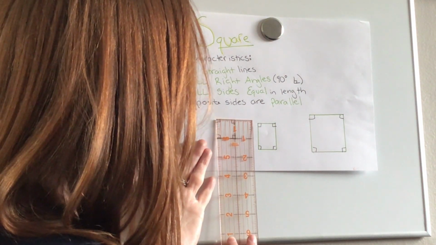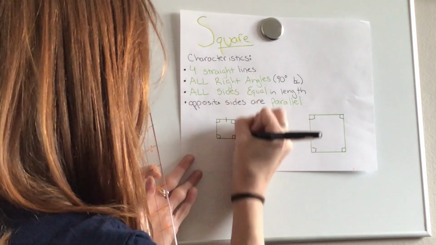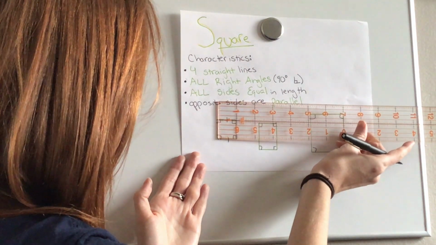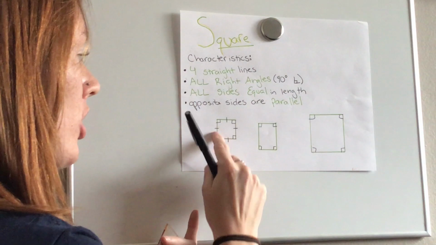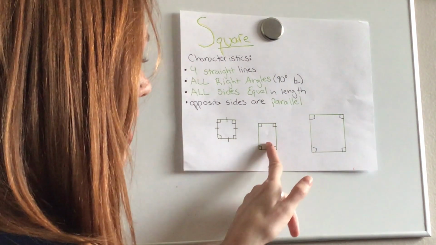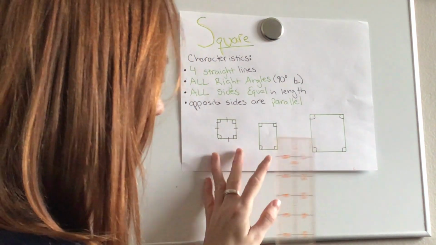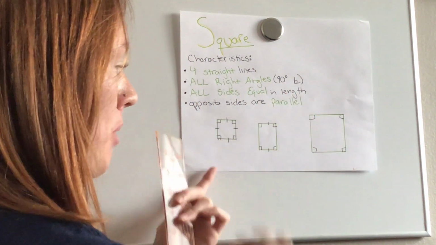This is 1 inch. The bottom line is 1 inch, so these 2 are the same length. That's 1 inch and that's 1 inch. So all of these sides match. They're all equal. Let's check this one out. 1 inch on the top, 1 inch on the bottom, so the opposite sides match.